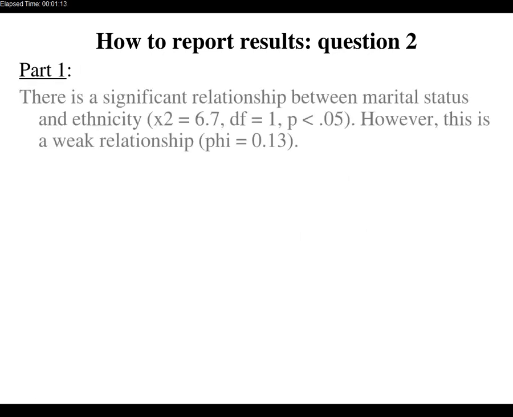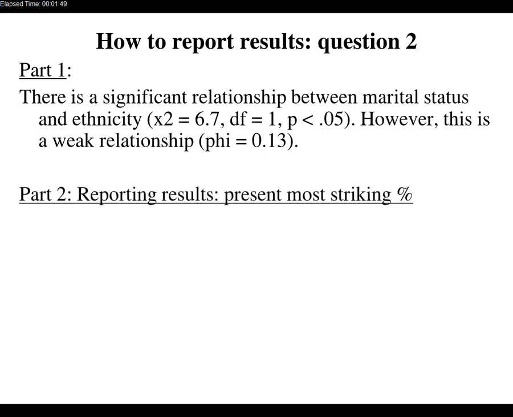We want to say, in a particular instance, that there is a significant relationship between marital status and ethnicity. So report the chi-square results. Chi-square equals 6.7, and that's your Pearson's chi-square number. Your degree of freedom equals 1. P is less than 0.05. However, this is a weak relationship because we got a phi of 0.13. And if you recall from the numbers that I gave you last week, that is a weak relationship.